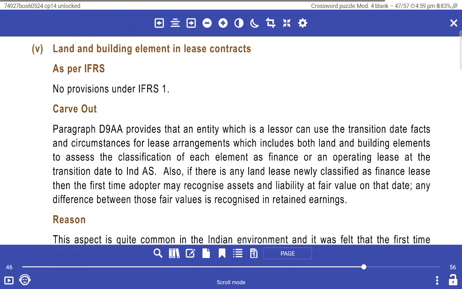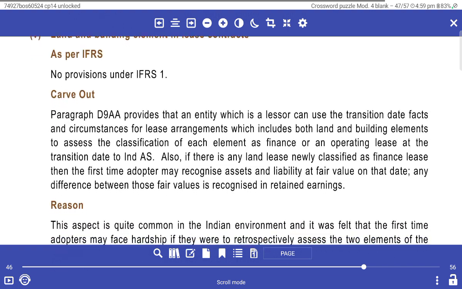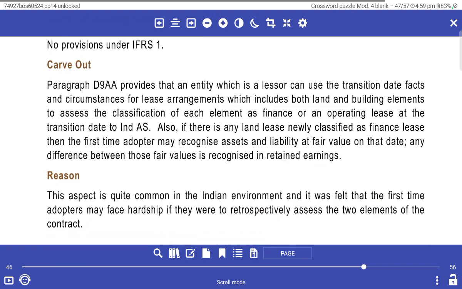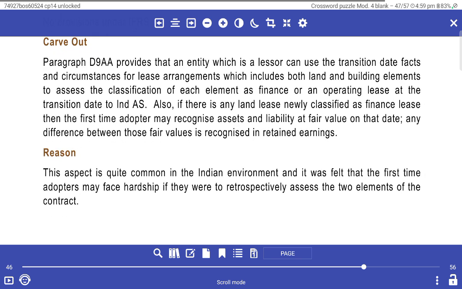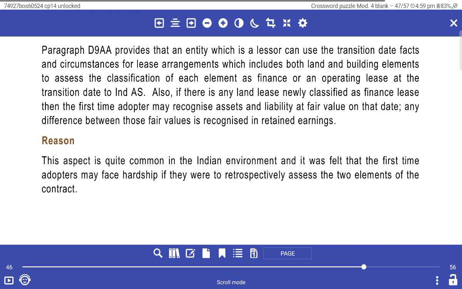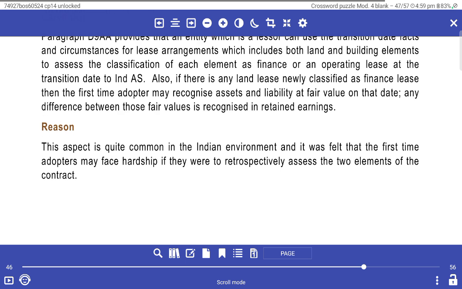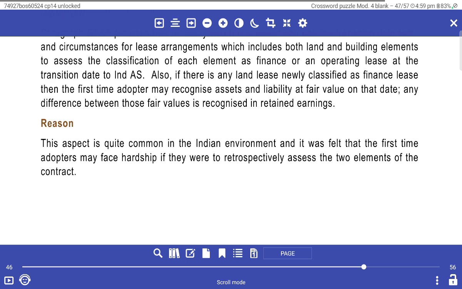Land and building elements of a lease contract, as per IFRS: no provision under IFRS 1 covered. Paragraph D9AA provides that an entity which is a lessee can use the transition date to assess the circumstances of a lease arrangement which includes both land and building elements, to assess the classification of each element as finance or operating lease at the transition date to Ind AS.